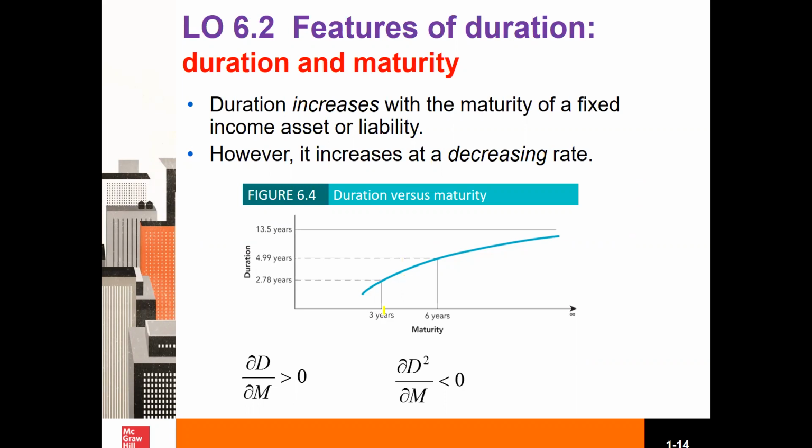For example, you can see here that for a bond with a 3-year maturity, as the maturity increases to 6 years, so does the duration. Duration increases. However, when maturity doubles from 3 years to 6 years, the duration doesn't double. The duration for a 3-year maturity bond is 2.78 years. If it doubled, it should be more than 5, but you can see it's less than 5. So the duration increases with the maturity, however, it increases at a decreasing rate.